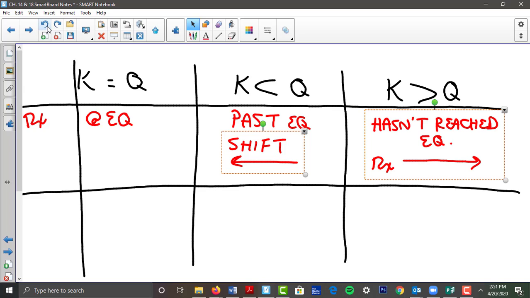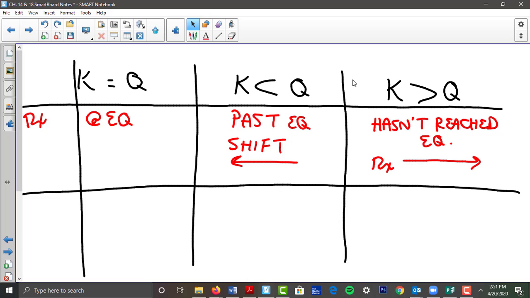Conversely, if at any given moment K is greater than Q, that means the reaction Q hasn't reached equilibrium yet. So the reaction has to proceed in the forward direction until the products increase and the reactants decrease, and that quotient of products over reactants equals the value of K.